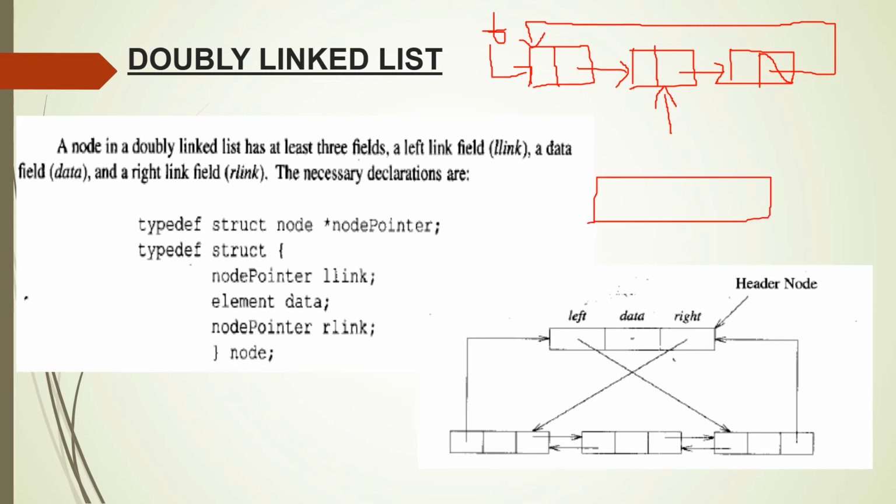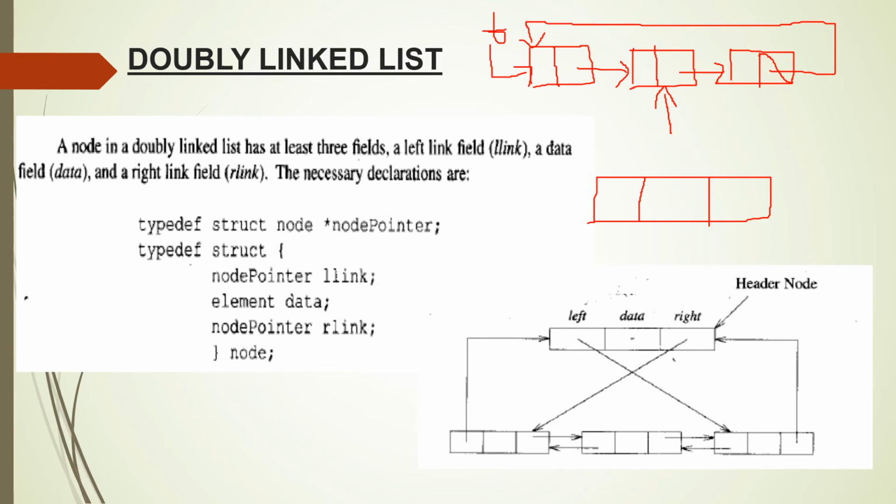In the node of a single linked list we'll be having only two fields, a data field and a link field. The link field holds the base address of the next node. Unlike a single linked list, in a double linked list there will be three fields. The first field is the left field. It holds the address of its predecessor node or previous node.